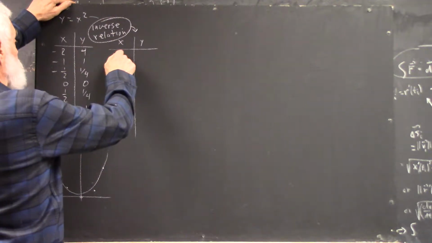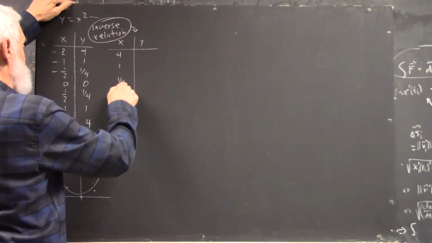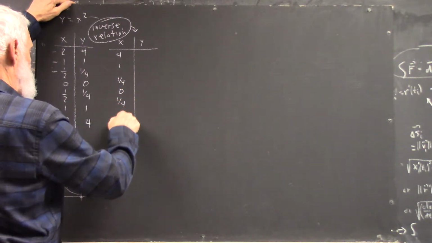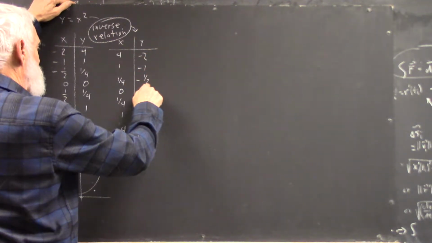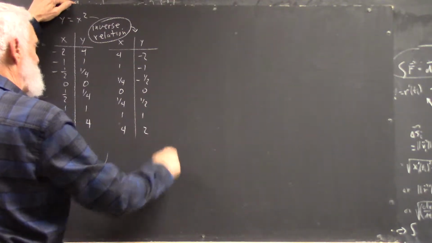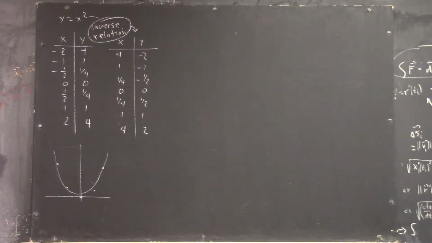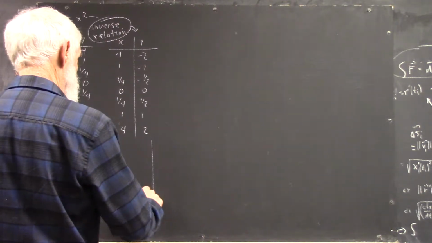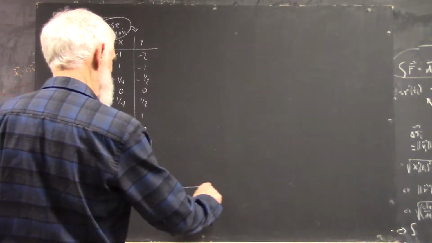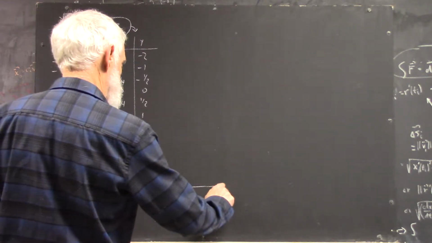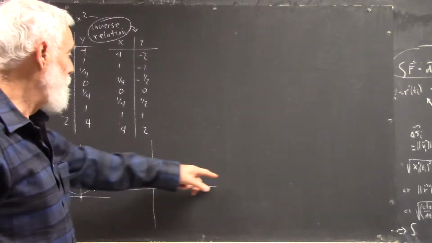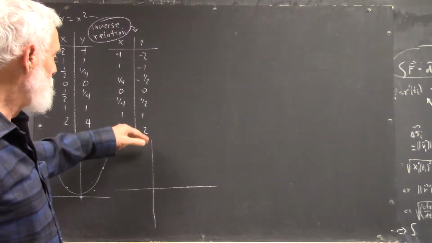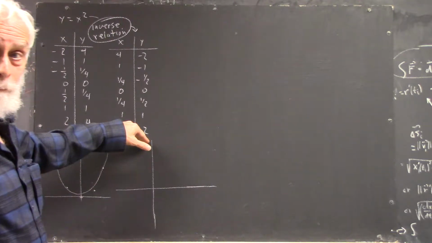So we just switch the columns. And there's our inverse relation. And we graph it. Very easy to graph. Now, we see that our x values are all positive. Our y values go from -2 to 2, right?